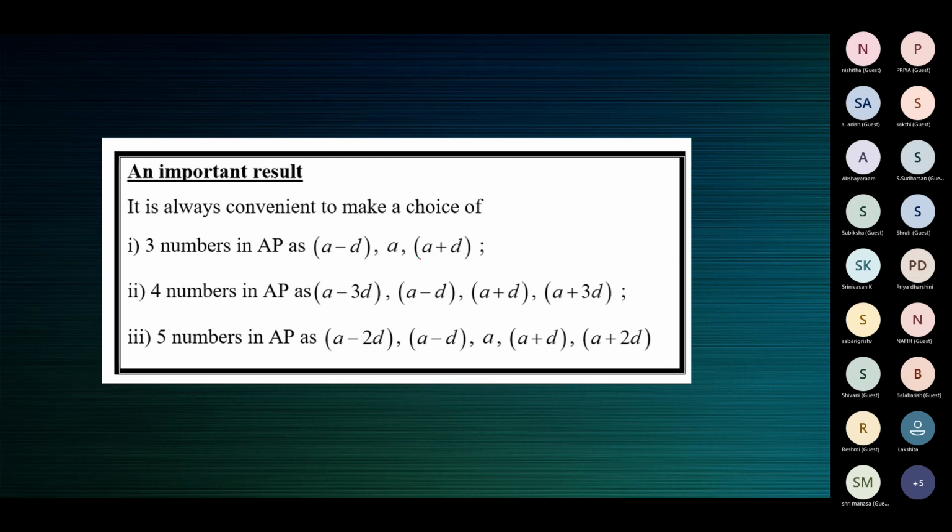Here the common difference is D. You're taking the common difference as D, but the first term is not A. You're taking the first term as A minus D. Well, how will you get the next term? The common difference is D, so add D. To A minus D add D, and it will be A. And to A add D, you get A plus D. So A is in the middle, the preceding number is A minus D, and the one succeeding it is A plus D.